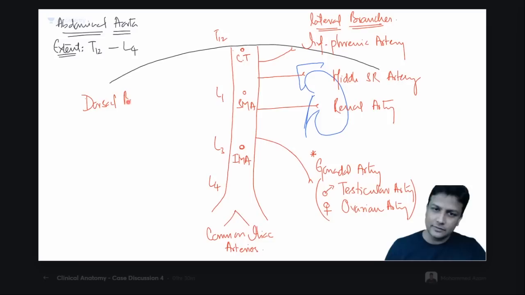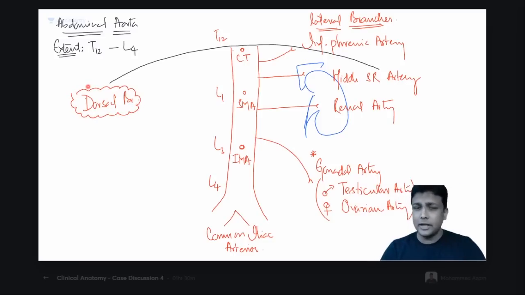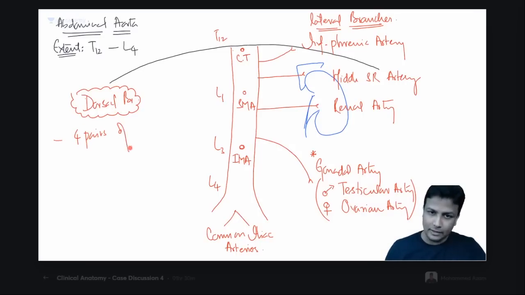See, dorsal branches we cannot draw in this diagram because they are present behind. Dorsal branches are actually present behind. So we'll do one thing here, we'll just write down. There will be 4 pairs of lumbar arteries. Of course, it is easy to remember, right? Because we are in the lumbar region only. So 4 pairs of lumbar arteries, and there will be only and only one median sacral artery.